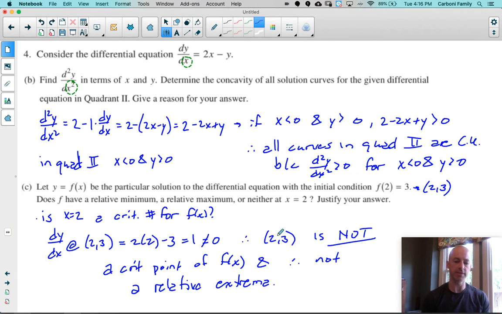Just for the sake of discussing this, if it did turn out that this was a critical point and a candidate for a max or a min, then what you would actually do is use the second derivative, because we have the second derivative in part B, to determine the concavity. If the function's concave up, then you would have a minimum. If the function's concave down, then you would have a maximum. But again, that's only if the first derivative is 0, which it was not. So they kind of bailed us out of further thinking in part C.